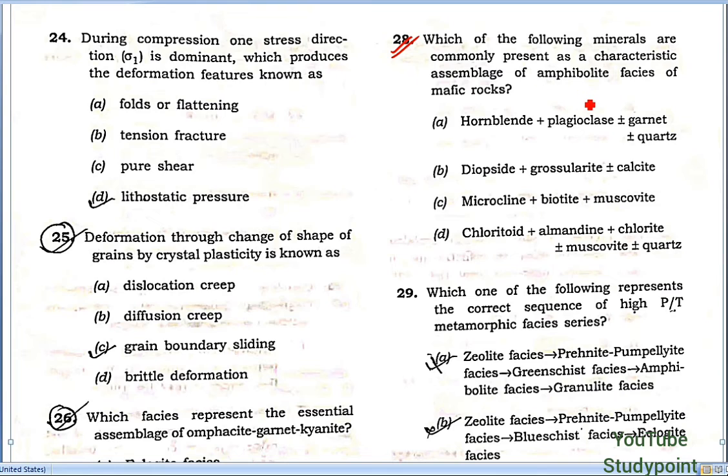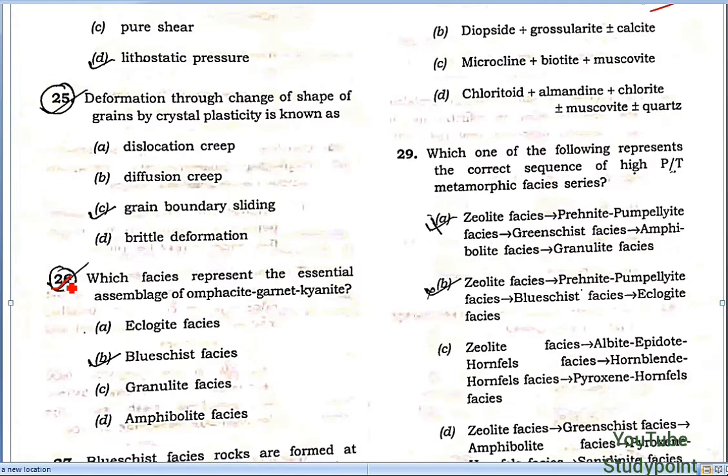Which one of the following minerals commonly present as a characteristic assemblage of amphibolite facies of mafic rock? So we know in amphibolite facies the mineral assemblages are hornblende, this is right, plagioclase right, garnet right, quartz right. Okay, the right answer is option A. Question number 26. Which facies represent the essential assemblage of omphacite, garnet, kyanite? So this is given the essential mineral assemblage and asked belongs to which facies? Option A, eclogite facies, option B, blueschist, option C, granulite, option D, amphibolite. Right answer is option C.